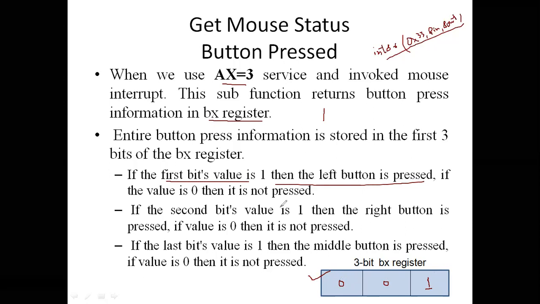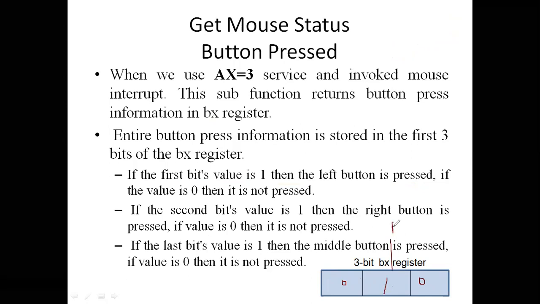If the second bit value is 1, then the right button is pressed. And if the third bit value is set to 1, then the middle button or center button is pressed.